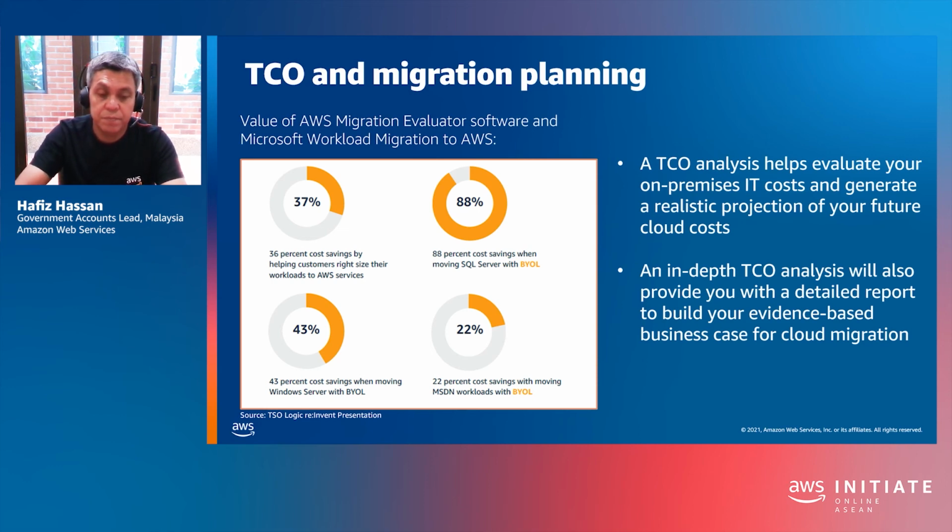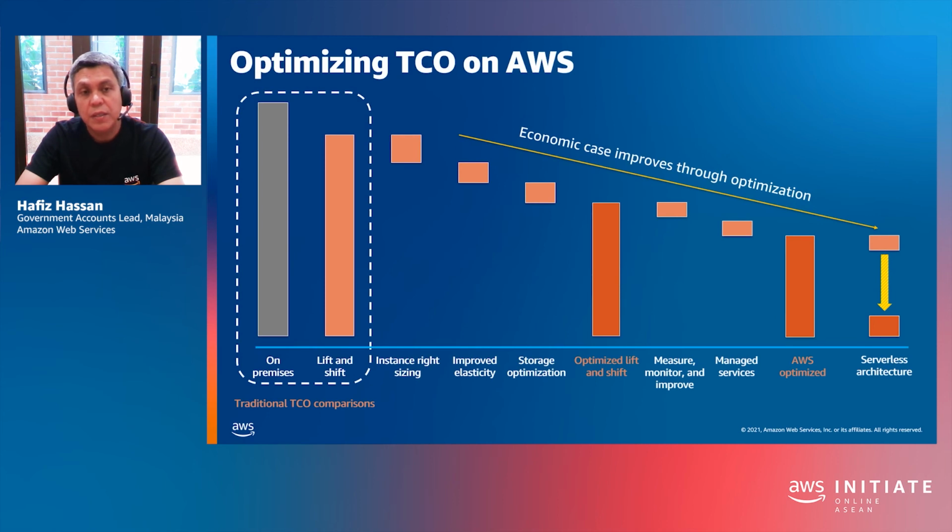All right, so as you can see here, the total cost of ownership or TCO on AWS will reduce further as we start to optimize further. What this chart shows is that rehosting or lift and shift of your current apps to AWS will definitely show some cost savings. However, performing right sizing, improving elasticity such as using auto scale, and optimizing your storage can further reduce the total cost of ownership on AWS.